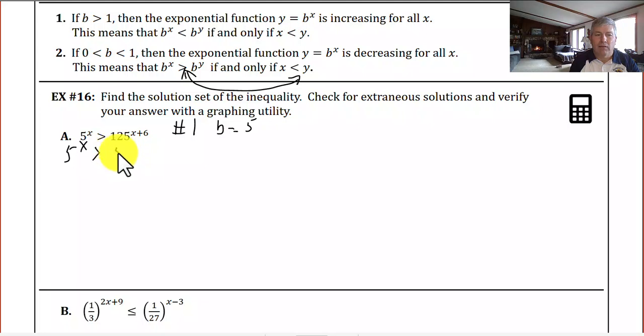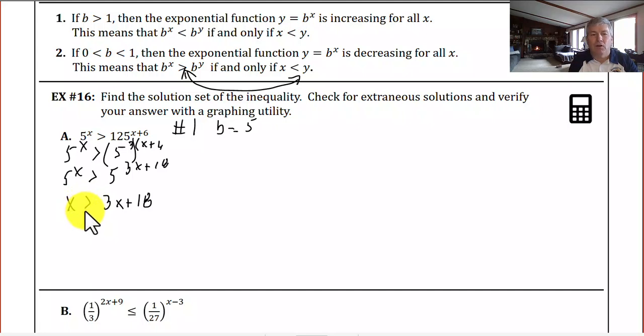So 5 to the x and 5 cubed raised to the x plus 6. So we get 5 to the x is greater than 5 to the 3x plus 18. So we have the same base, so we can drop our bases, and we get x is greater than 3x plus 18. So we're going to use these portions to graph in our graphing calculator.